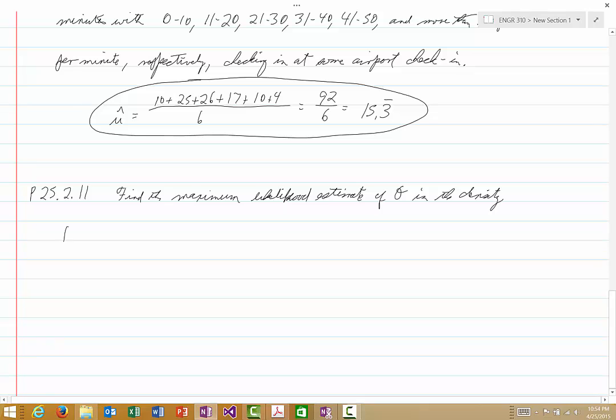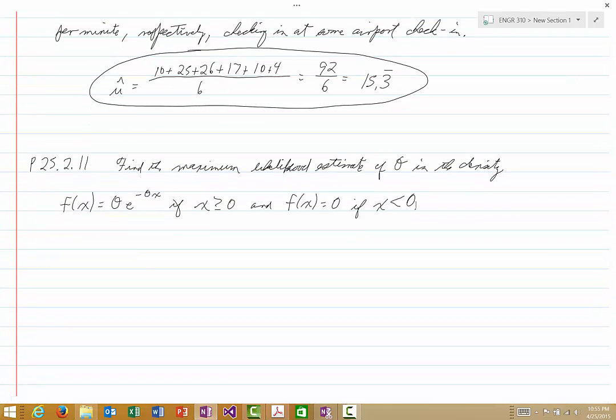little f of x is equal to theta e to the minus theta x if x is greater than or equal to 0, and little f of x equals 0 if x is less than 0. Now, as I mentioned already, even though this is a continuous distribution and the previous one was discrete, the method will go in exactly the same way.